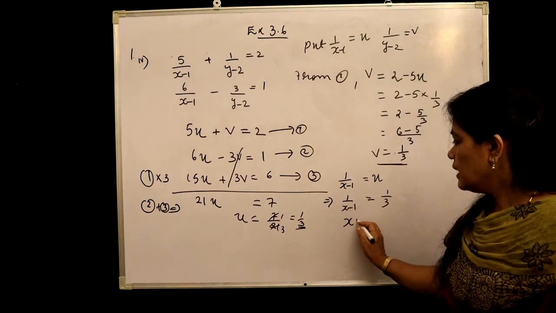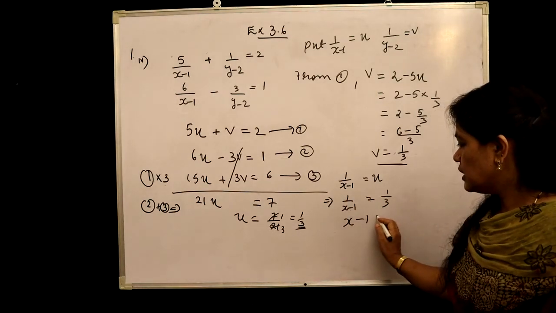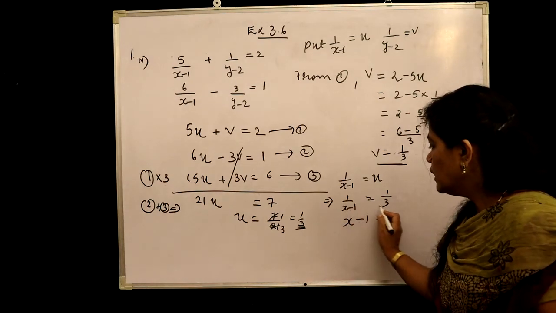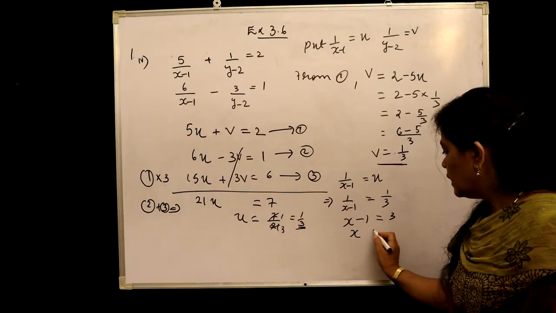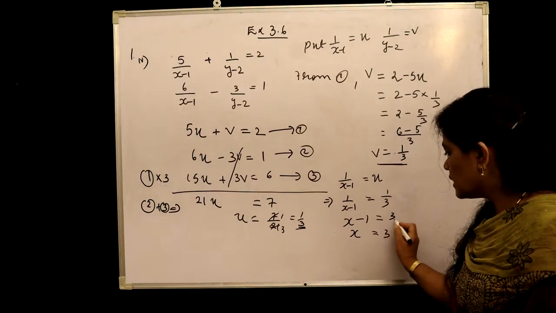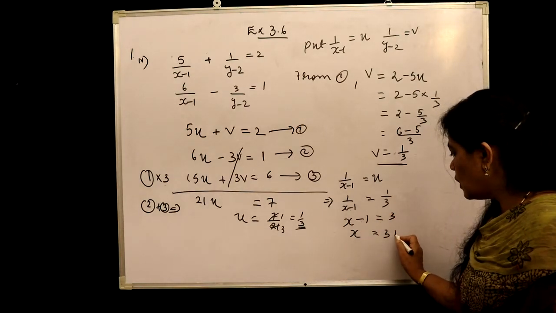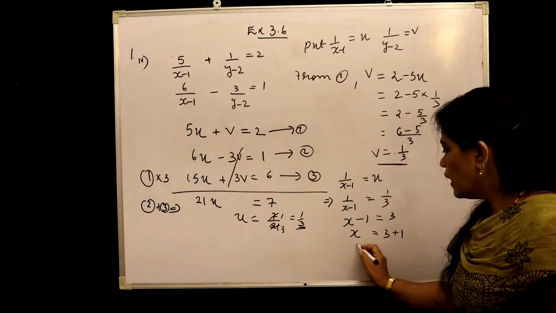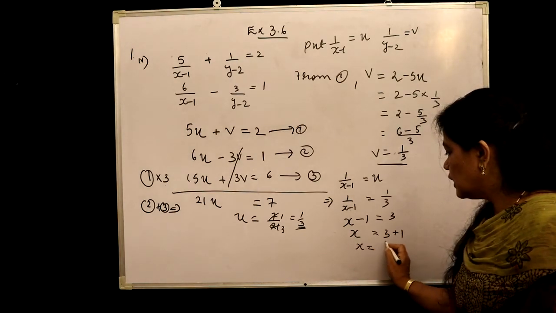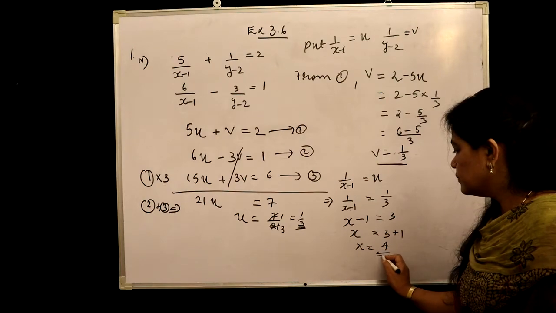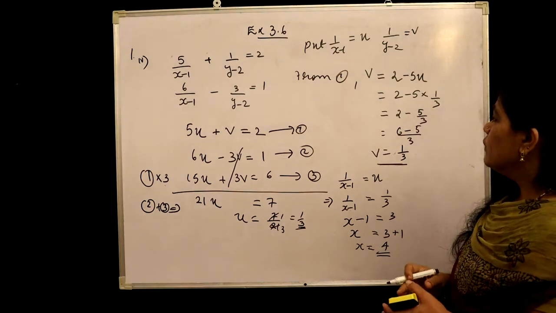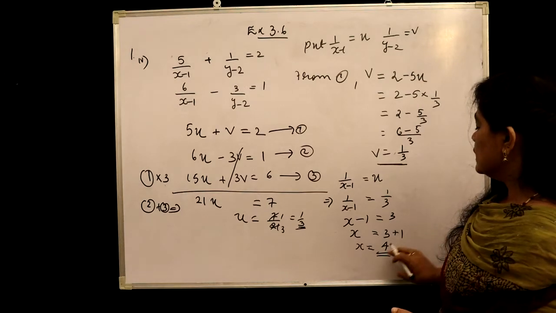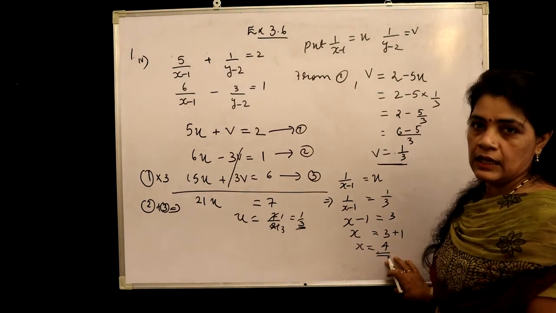X minus 1, cross multiplication, is equal to 1 into 3, 3. Hence x alone we are keeping here. So 3 on the RHS, minus 1 when it comes to the RHS becomes 1. So x is equal to 3 plus 1, 4. In order to get y, what can we do? We can substitute this x is equal to 3.